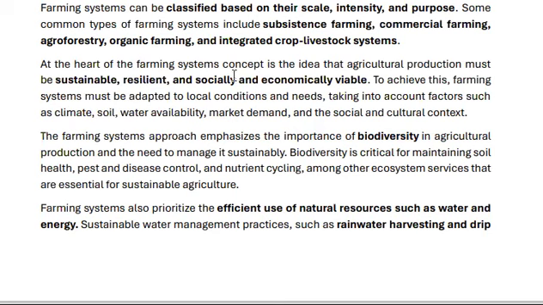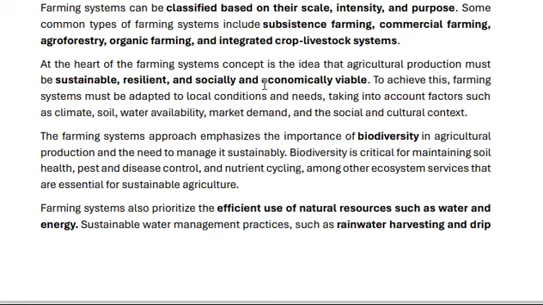At the heart of the farming systems concept is the idea that agricultural production must be sustainable, resilient, and socially and economically viable. Sustainable meaning it is environmentally friendly and it conserves the ecological balance by avoiding the depletion of the natural resources. Then resilient meaning that it can sustain environmental factors or environmental degradations gaya ng mga sakuna or bagyo, lindol, ganon.